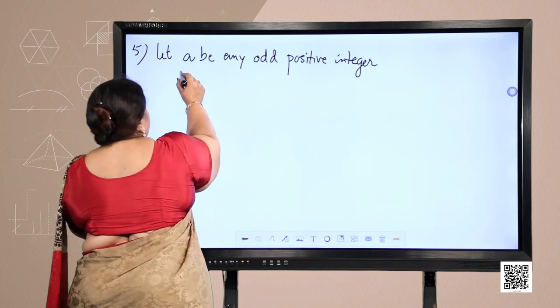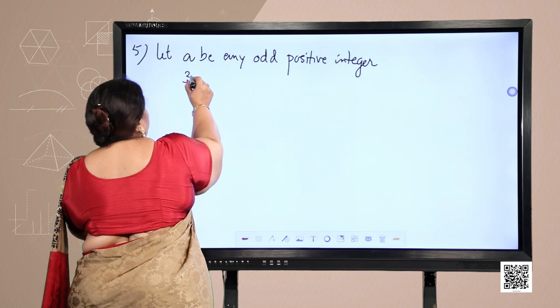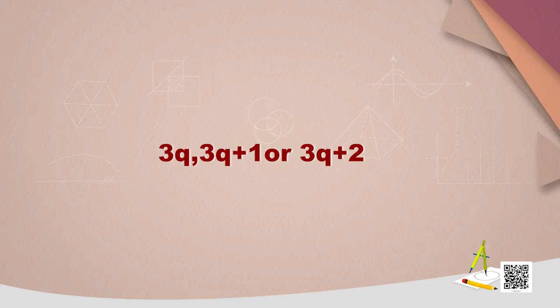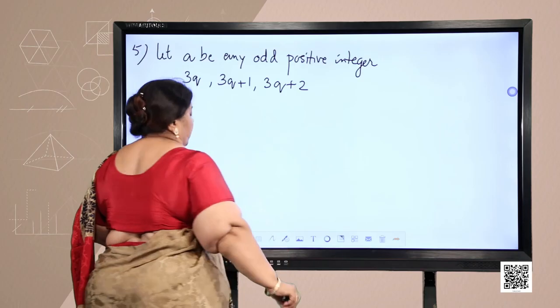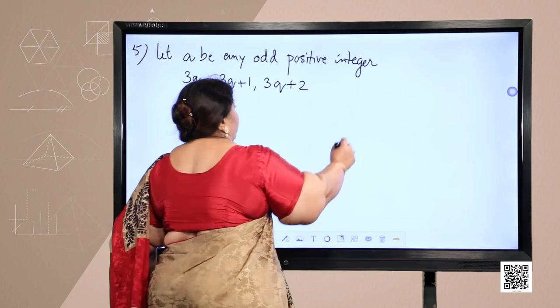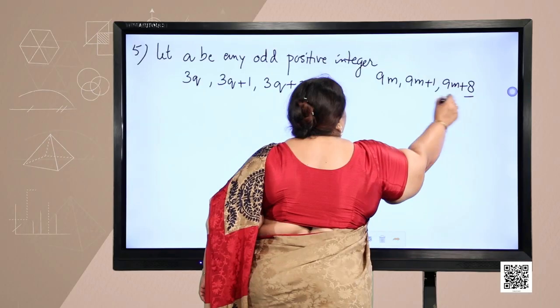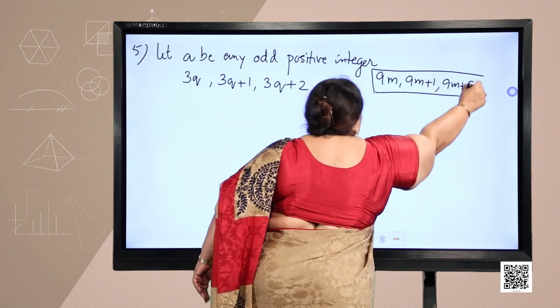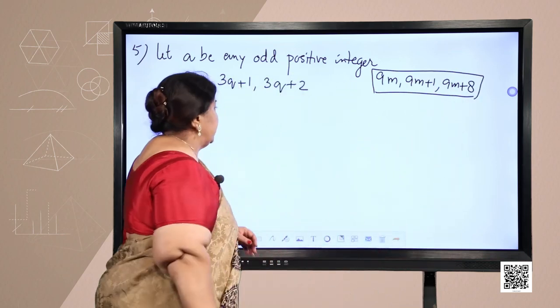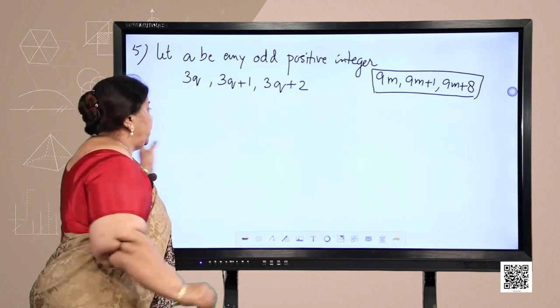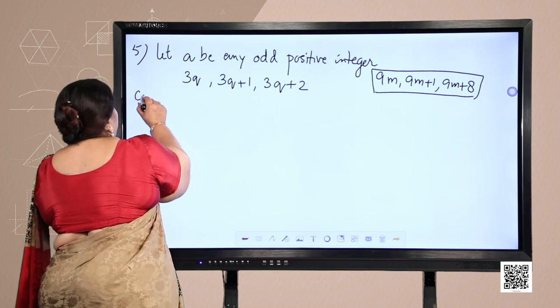So that it can be expressed in the form 3q, 3q plus 1 and 3q plus 2. Remember, I had to show it in the form 9m, 9m plus 1 and 9m plus 8. For this, let us see the three different cases here.